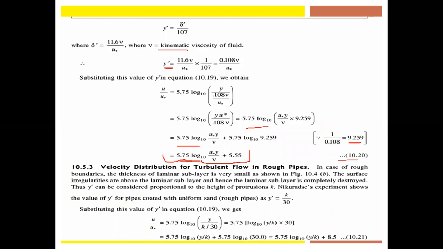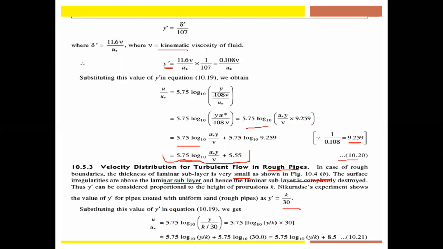Next, the velocity distribution of turbulent flow in the rough pipe. In the case of rough boundaries, what did we assume? The thickness of the laminar sublayer is very small, whereas in laminar flow the thickness is very large. Now the surface irregularities are above the laminar sublayer, and hence the laminar sublayer is completely destroyed. Therefore y dash can be considered proportional to the height of the protrusions k. Nikuradse's experiment shows the value of y dash for pipes coated with uniform sand as y dash is equal to k by 30.